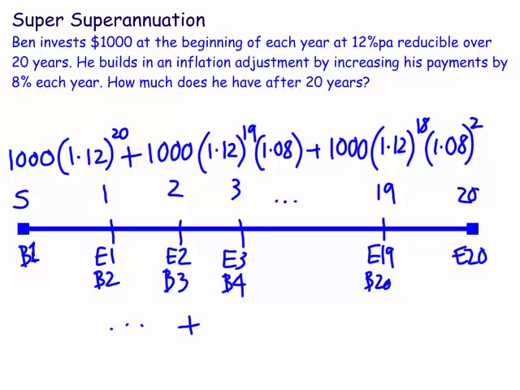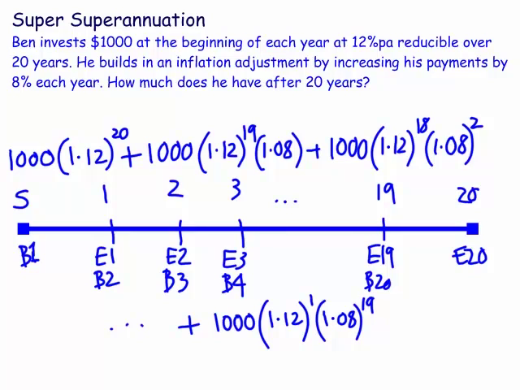Now let's have a look at our last amount. We're putting it at the beginning of the 20th year, so it'll be $1,000. It's only going to get interest compounding for 1 year at 12%, so 1.12, but the trouble is we're now putting it through 1.08 to the power 19. So we now have an interesting scenario.